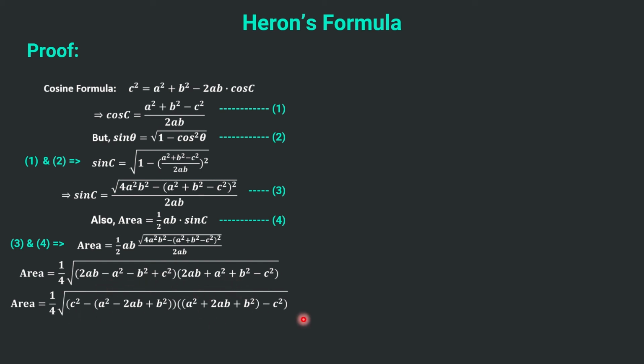So it will become like this, where a square minus 2ab plus b square is the whole square of a minus b, and similarly a square plus 2ab plus b square is the whole square of a plus b. So in the next step, we will write it like this. Under root c square will remain as c square, a square minus 2ab plus b square we will factorize into (a minus b) whole square, and similarly a square plus 2ab plus b square we will factorize into (a plus b) whole square.